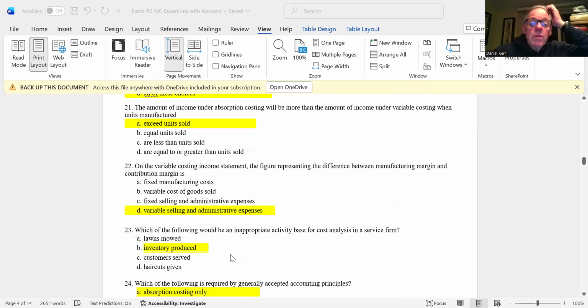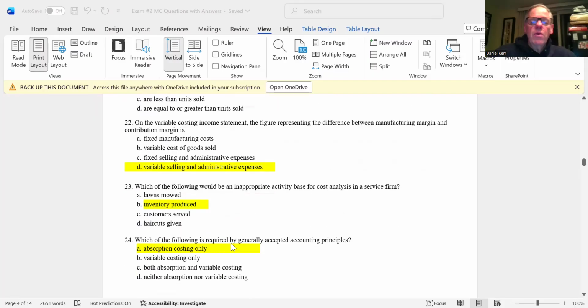25, which of the following would be appropriate activity for cost basis in a service firm? Which of the following would be an inappropriate activity? So inappropriate activity. Remember, a service firm does not manufacture a product. Lawn mowing, customers served, haircuts given, those could all be appropriate for service organizations, but service organizations don't produce inventory. So the one that would be inappropriate would be inventory produced, B.